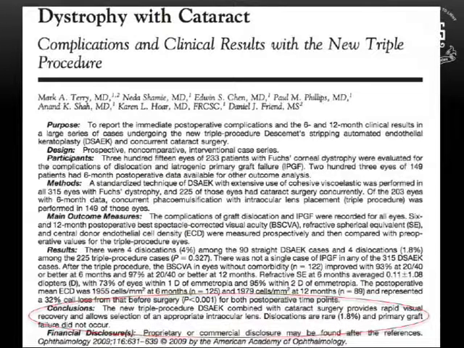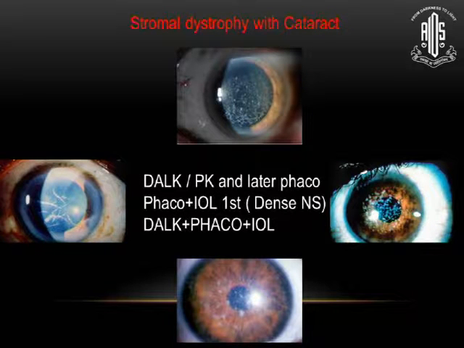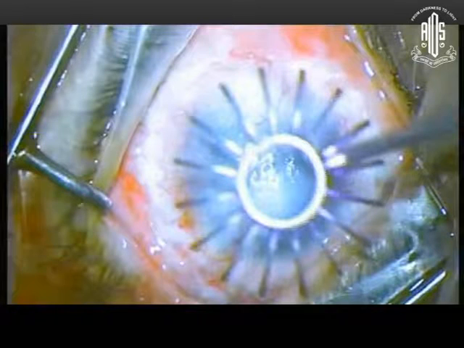So this is a study which shows that the new triple procedure, that is the DSEK, is actually effective in patients who are having significant nuclear sclerosis with Fuchs dystrophy. For other stromal dystrophies such as granular and lattice, we could either plan for a DALK alone or later on followed by phaco, or a phaco if the nucleus is severe grading, or plan for a combined surgery as I have mentioned about the endothelial keratoplasty. So this is a small video which I would show about the combined surgery.